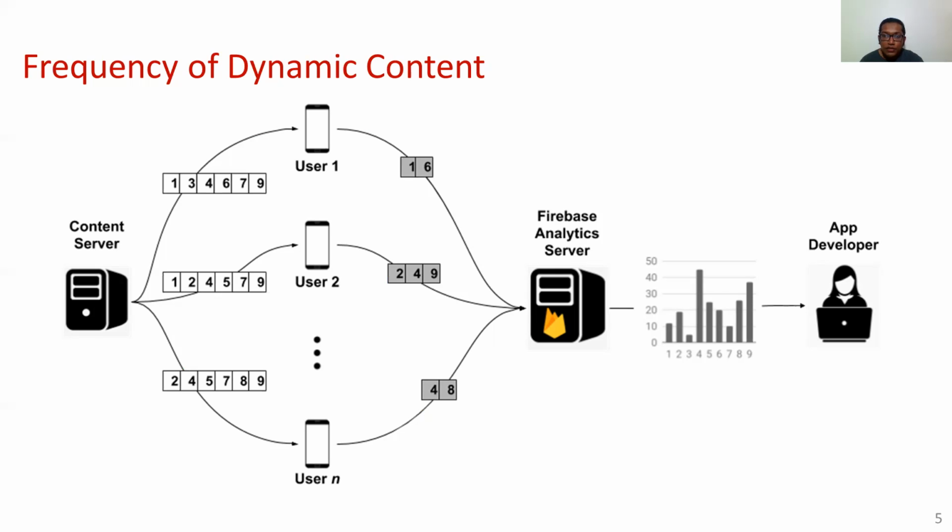When the user interacts with an item, the event is reported to the analytics server. The analytics server then counts how many times each content item was interacted with by some user and provides a histogram to the app developer. Here the items are shown using integer identifiers. For example, user 1 receives items 1, 3, 4, 6, 7, and 9. Among these items, she interacts with items 1 and 6, and these two events are reported to the analytics server.